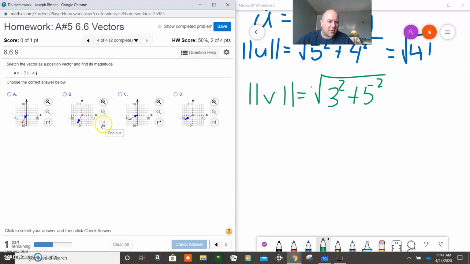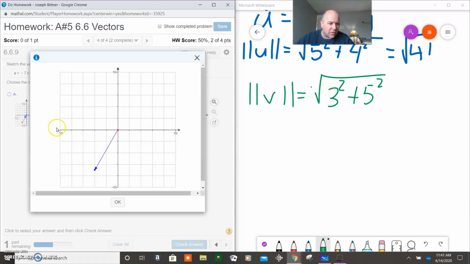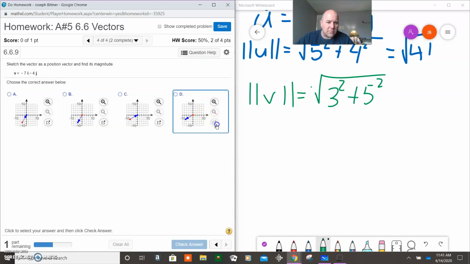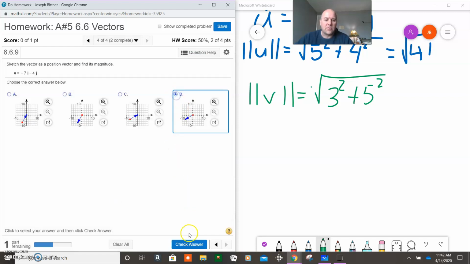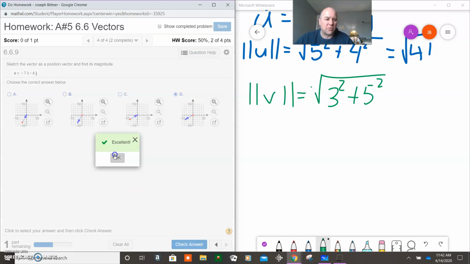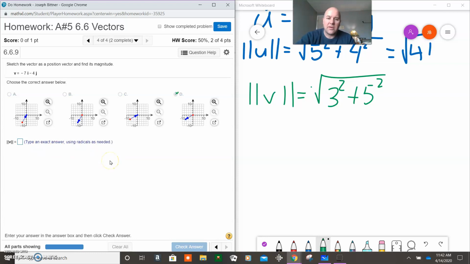Let me just count that out. I want to make sure I got the -7, -4 correct. Actually, I believe might be this one. 2, 4, 6. Yeah, that's 7, 2, 4, and they do go down by that. So be careful. Make sure you check your work there. Check everything. What's the magnitude?